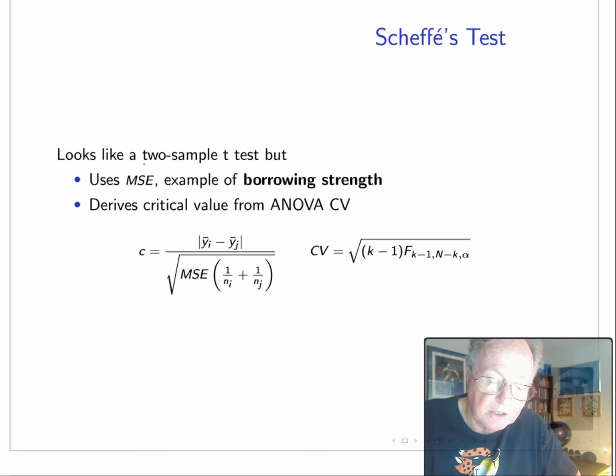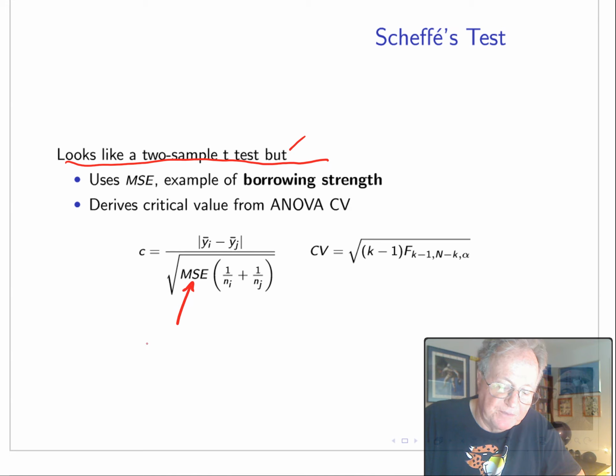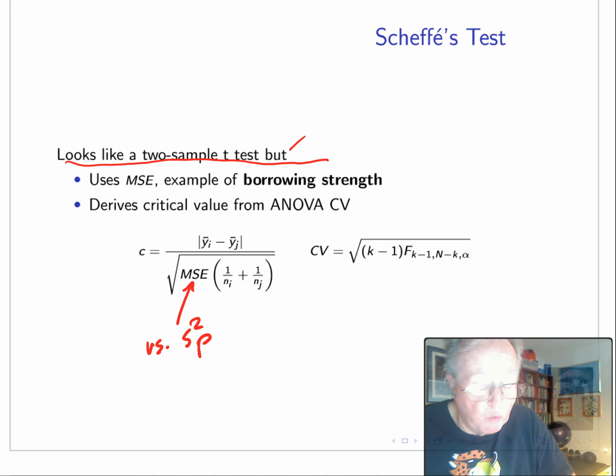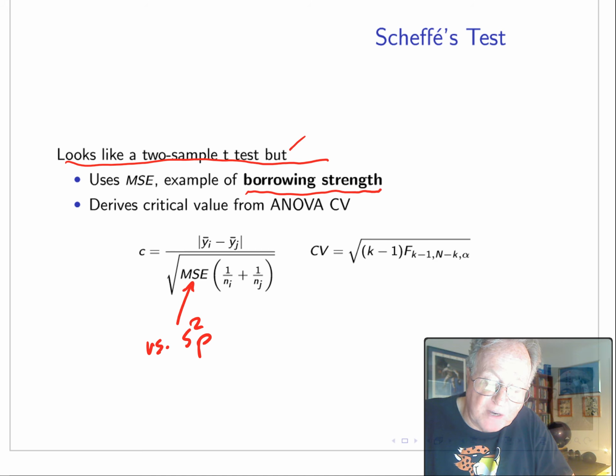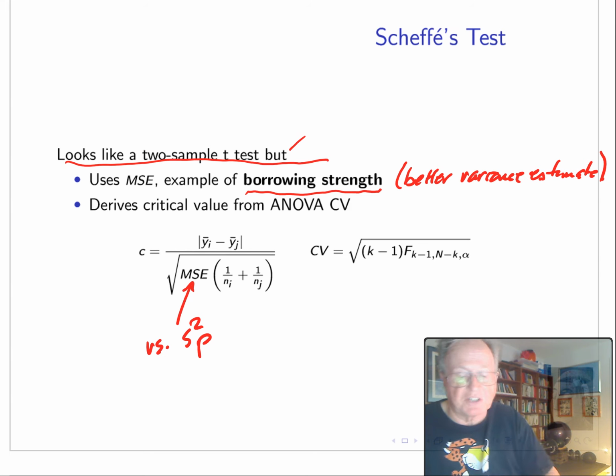Chaffee's test looks like a 2-sample t-test, but it's got a couple of exceptions. Instead of the pooled variance involving just the 2 groups being compared, we're going to use the mean square error, which is basically the pooled variance for all the groups, whether they participate in the comparison or not. This is a technique called borrowing strength, and it just gives us a better variance estimate. So this is a common technique used in statistics.